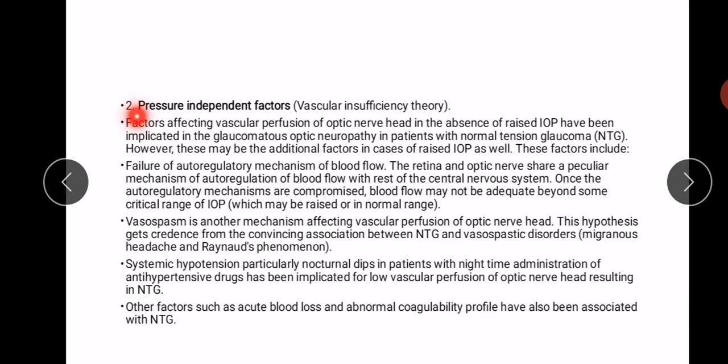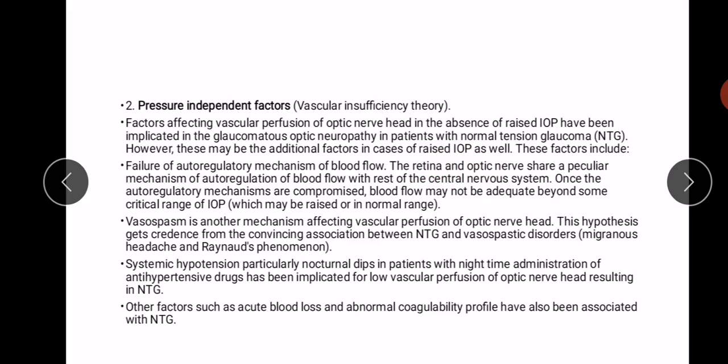The second one is pressure independent factors. Vascular insufficiency theory. It means that there are some factors that affect vascular perfusion of the optic nerve head in the absence of raised intraocular pressure, and they can lead to glaucomatous optic neuropathy in patients with normal tension glaucoma (NTG). However, these may be additional factors in cases of raised intraocular pressure as well.